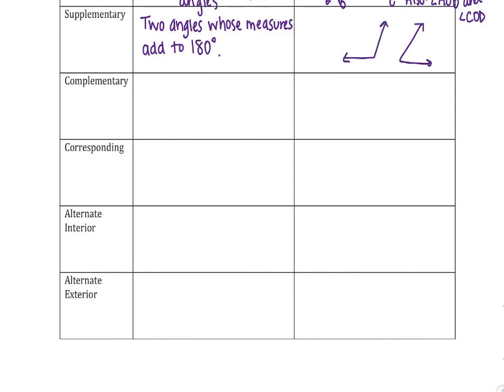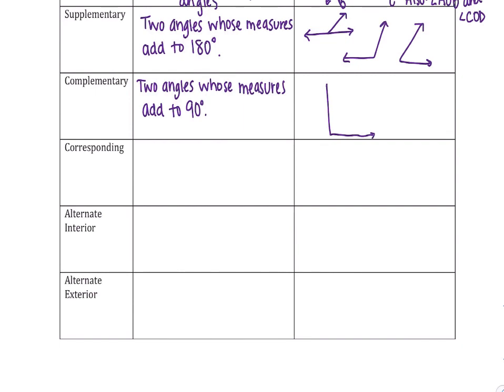Sometimes you'll see these angles on a straight line like that, and those would also be supplementary angles. Now, complementary angles, on the other hand, are two angles that have measures that add to 90 degrees. And these angles necessarily have to be acute angles, and together they're going to combine to be a right angle.